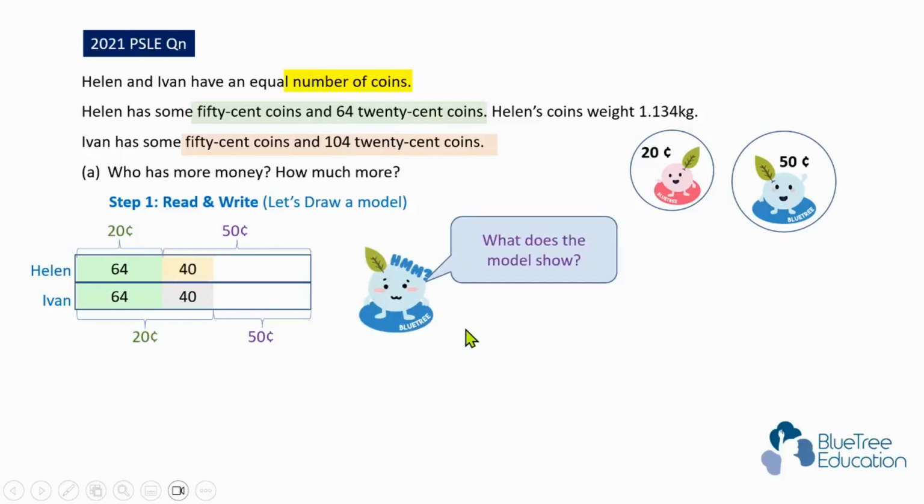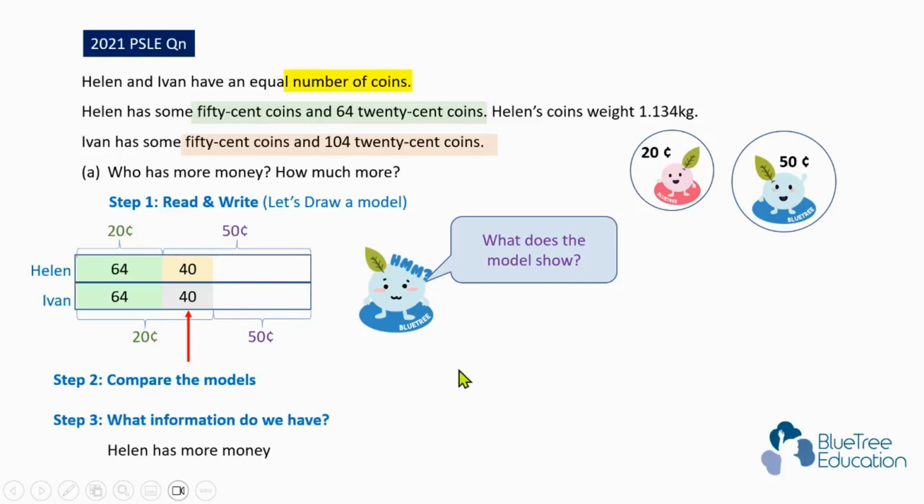The model definitely shows that Helen had 40 coins, but her 40 coins are 50 cents each, whereas Ivan's 40 coins in the middle are actually 20-cent coins. So we only need to compare the models in the middle block, because the extreme right block is of the same size and they all belong to 50 cents. So the middle block tells you that Helen has more money.